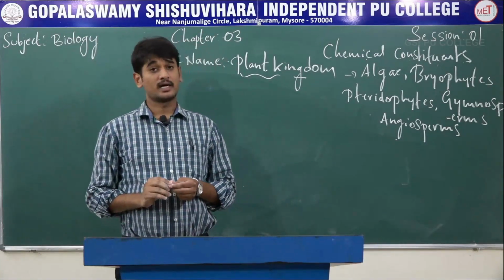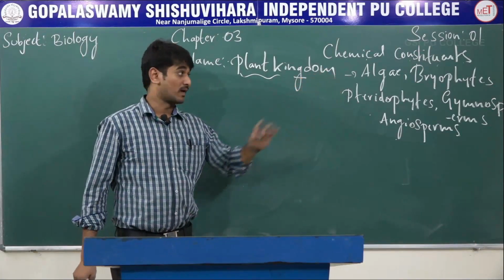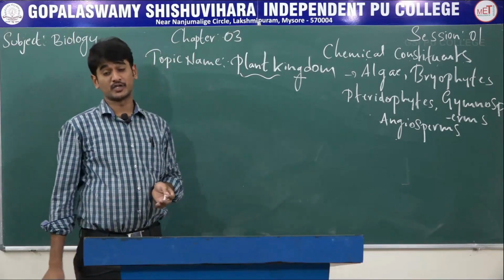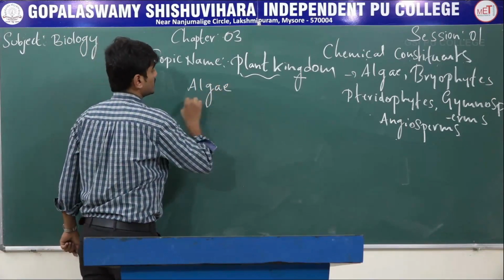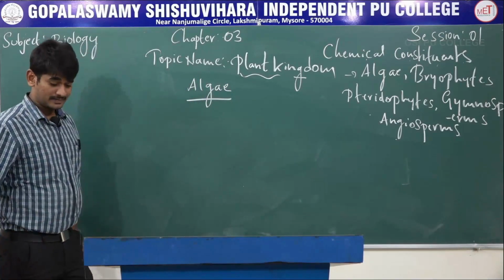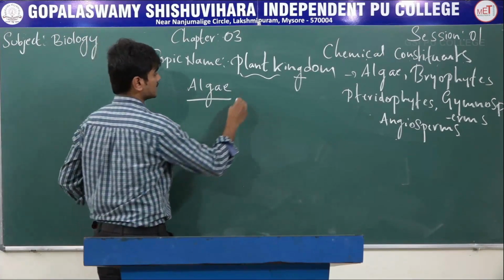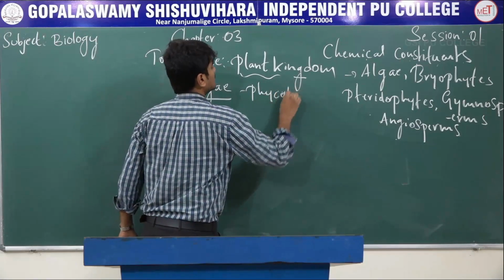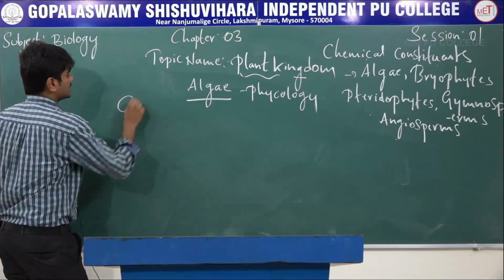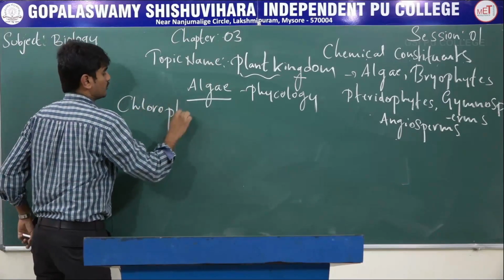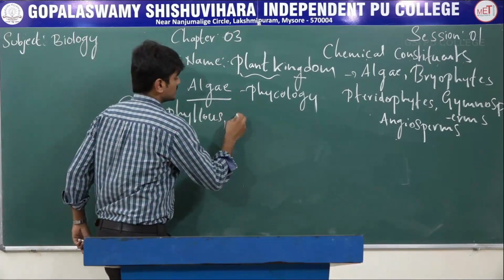Dear students, I already mentioned the plant kingdom classification: algae, bryophytes, pteridophytes, gymnosperms, and angiosperms. The first one is algae. The study of algae is called phycology. Algae is chlorophyllous, which means presence of chlorophyll pigment, and simple thalloid.